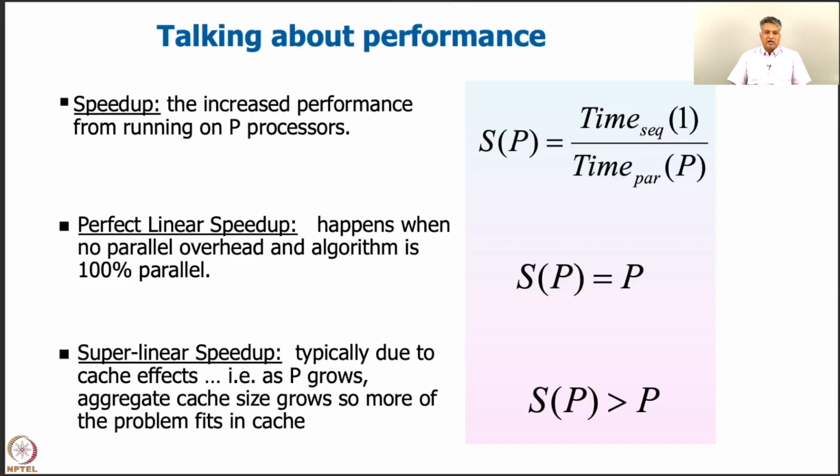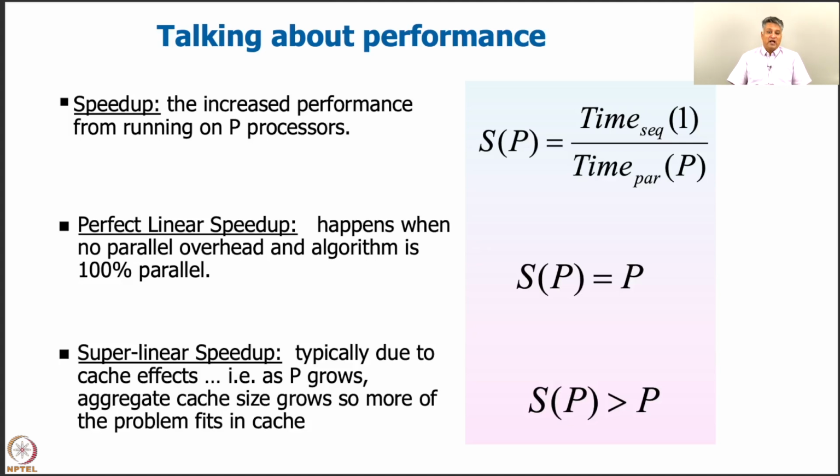So we talk about speed up as the increased performance when I use more processors. Essentially, speed up, which is a function of the number of processors that I use, is the ratio of the time it takes sequentially divided by the time it takes in parallel. If I have perfect linear speed up, that means I have no parallel overheads. So if I give a program 10 processors, the speed up will be 10 times.